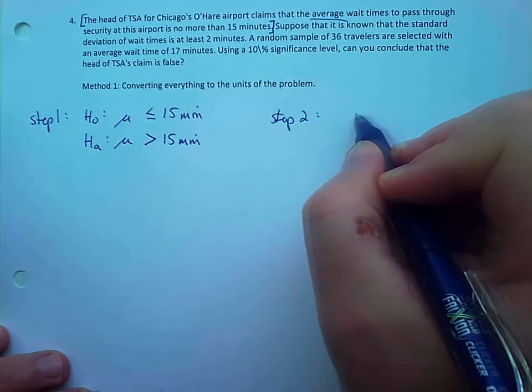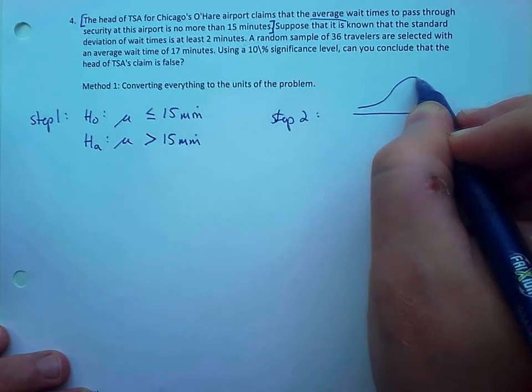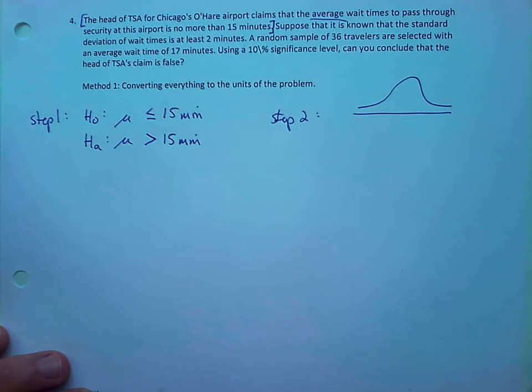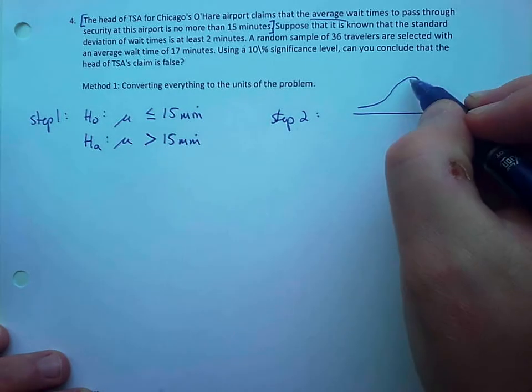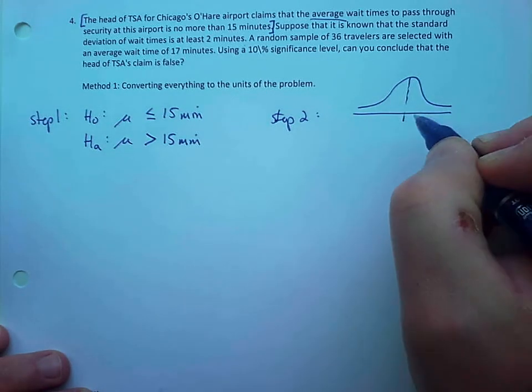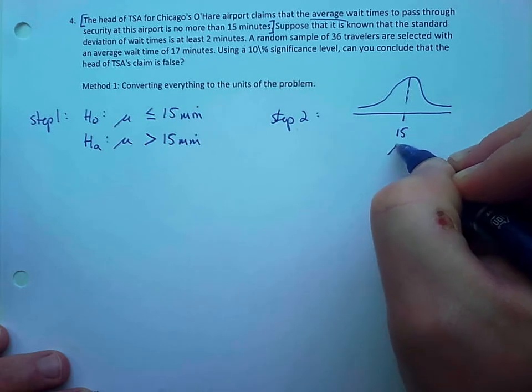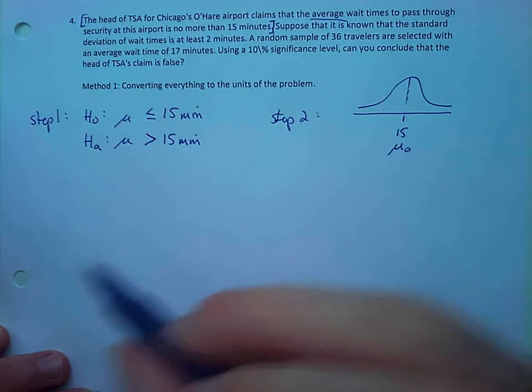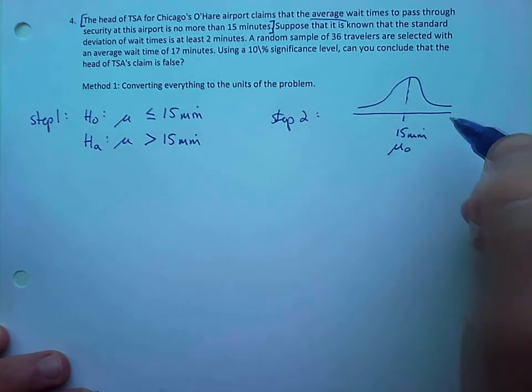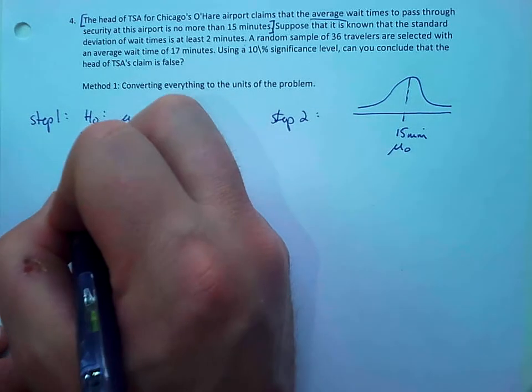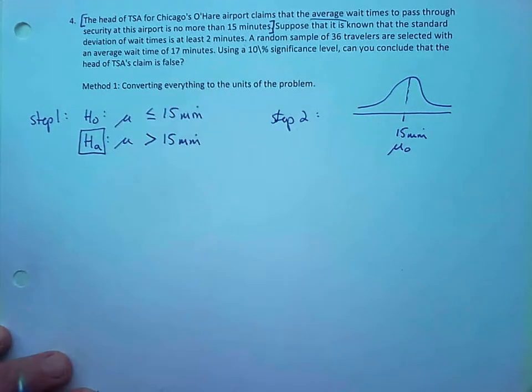Step number 2 is to draw ourselves a picture to visualize what we're trying to accomplish. We're always going to use a bell-shaped and symmetric distribution. Here it's centered on our hypothesized value, which is also given to us by the symbol mu naught. We're going to determine where and how many rejection regions that we have.